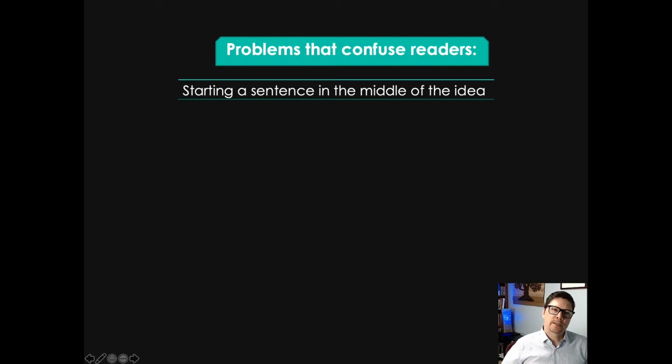Firstly, starting the sentence in the middle of an idea. You don't want to do that because the reader has to hold the beginning part in his or her mind until they get to the end of the sentence and then reconstruct the whole thing.